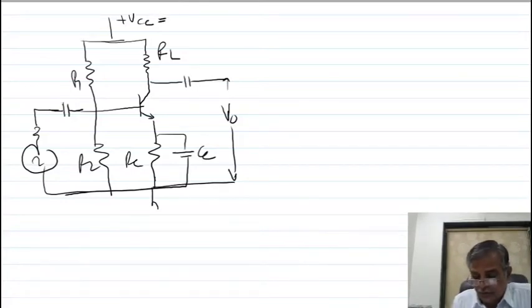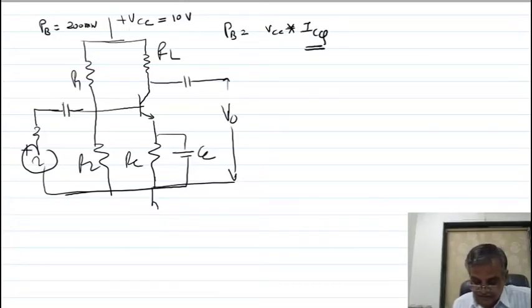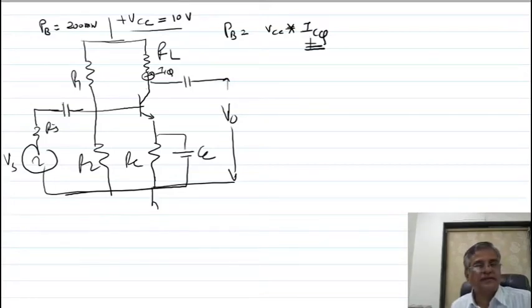Now suppose I am giving you 10 volts and I am using 200 milliwatt power. This is PDC. So what is PDC? PDC is nothing but VCC into the DC current. Which current? When the AC input is not applied, the DC current that is passing, multiplied by this voltage, is called PDC.